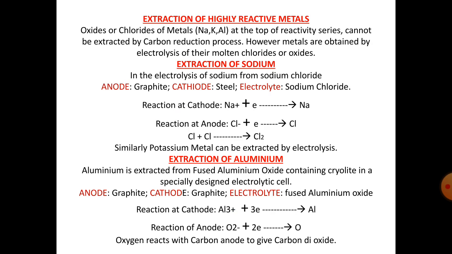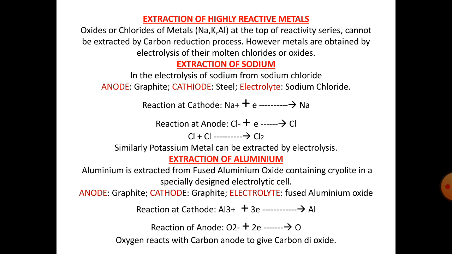Next, how does the extraction of highly reactive metals such as sodium, potassium or aluminium take place? Oxides or chlorides of metals such as sodium, potassium or aluminium, which are at the top of the reactivity series, cannot be extracted by the carbon reduction process. However, these metals are obtained by electrolysis of their molten chlorides or oxides.